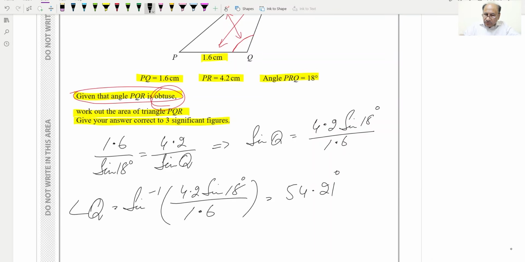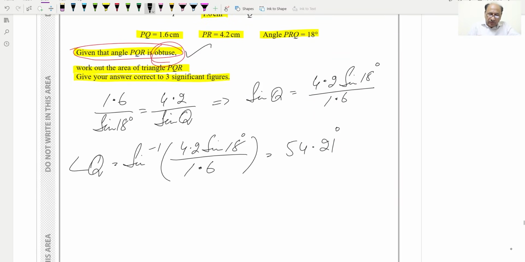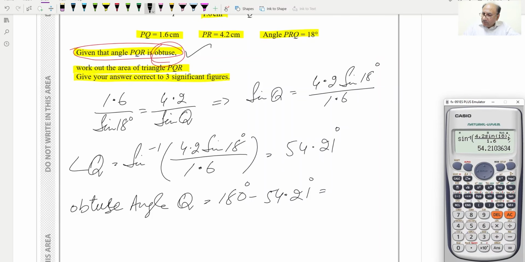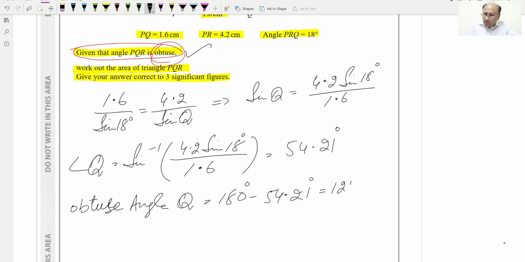54.21 degrees. Now this one is not an obtuse angle, because they are saying that it is obtuse. So what we have to do is take the obtuse angle. We write obtuse angle Q is equal to 180 minus 54.21 degrees, and 180 minus answer is equal to 125.8 up to 3 significant figures we have written this.